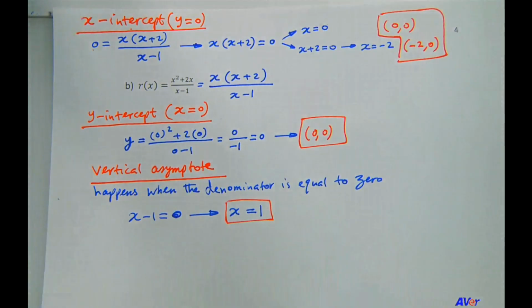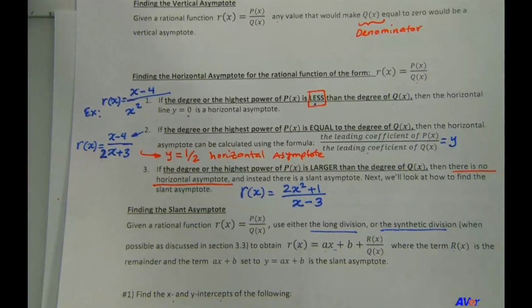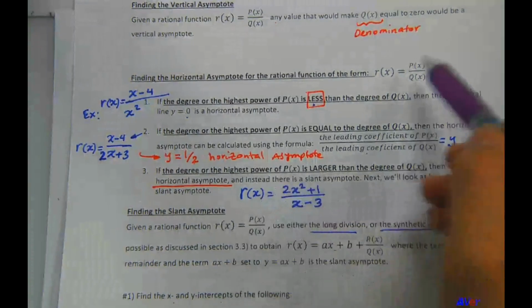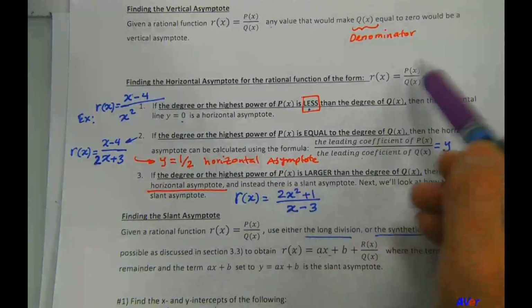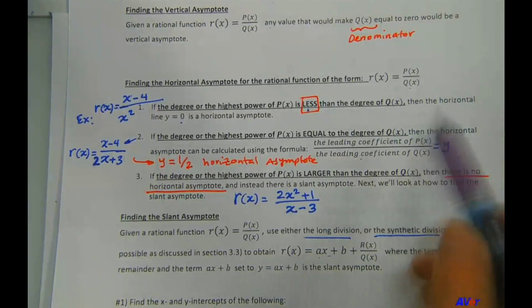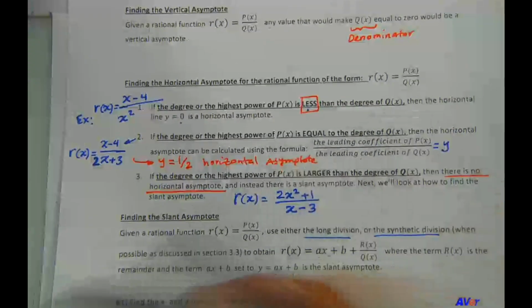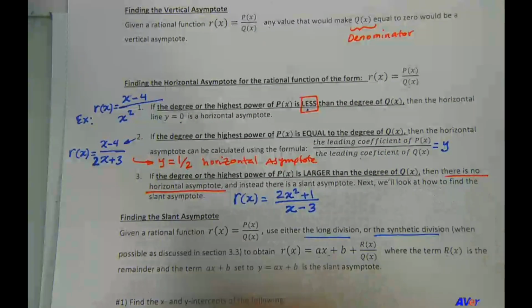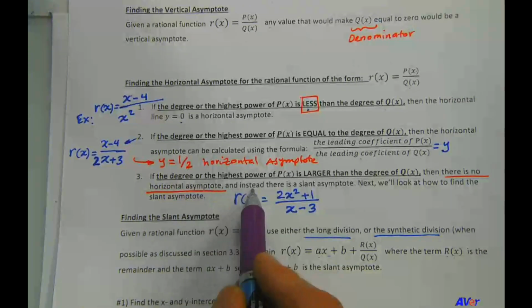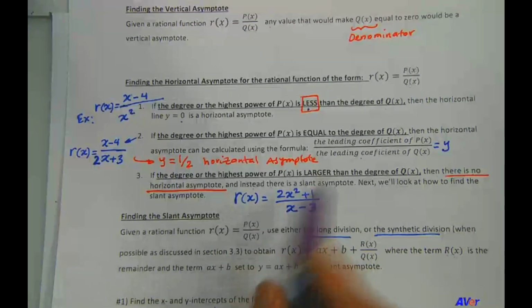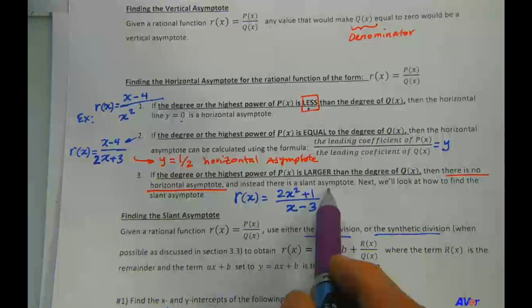Let's go back to our description. Remember that? Let's look at these three cases. If the degree, or the highest power, of p of x is larger, where p of x is the numerator and q of x is the denominator, so if the degree of p of x is larger than the degree of q of x, which is the case we have now, then there is no horizontal asymptote, and instead there is a slant asymptote. So in this case, we don't have a horizontal asymptote. Instead, we have a slant asymptote.